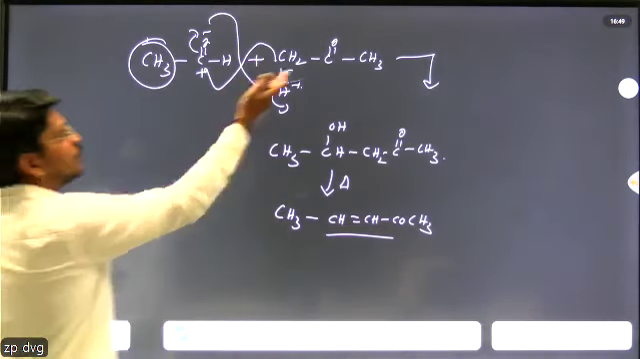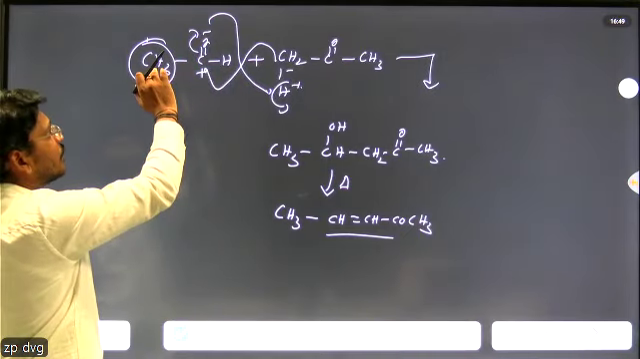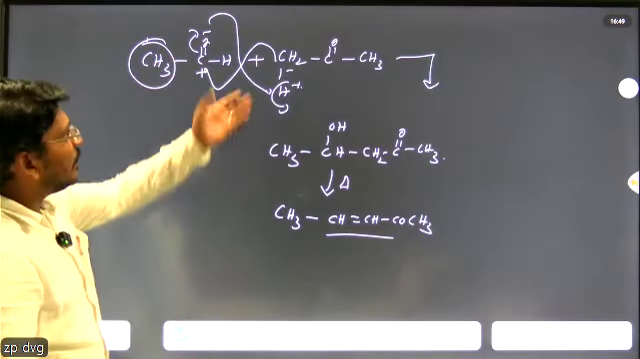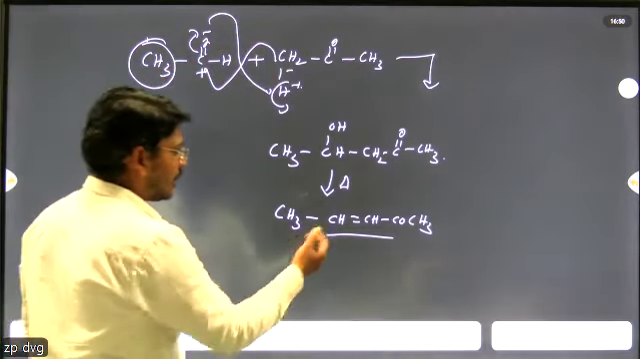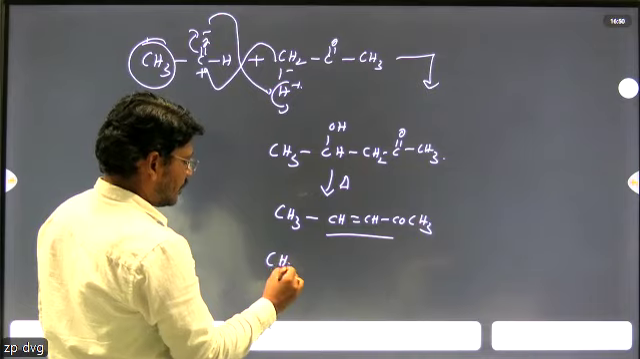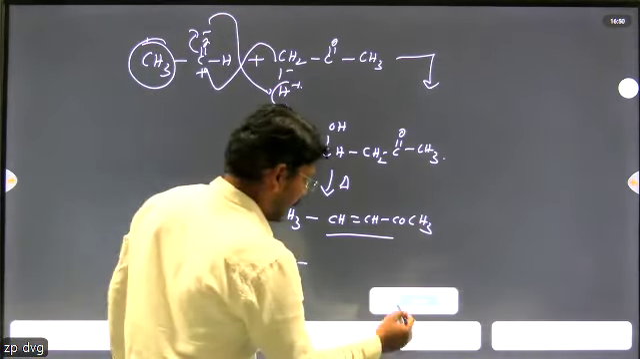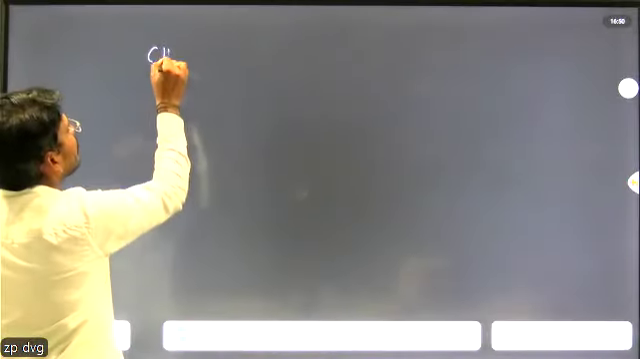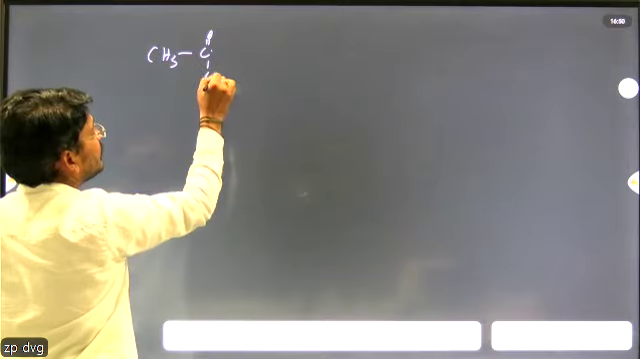So in the same way, if you take the reverse order, the alpha hydrogen atom which is present in the aldehyde and the carbonyl group which is present in the ketone. So another component we are able to get here, that is a CH3. So otherwise we can write here separately: CH3, C double bond O, here it contains CH3.